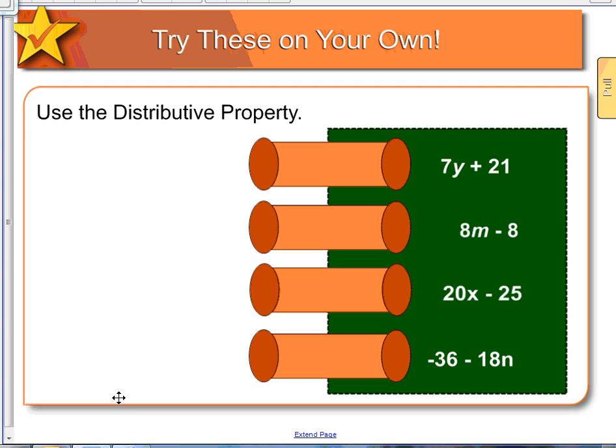That concludes today's lesson, talking all about properties of numbers. We have the commutative, associative, identity, and distributive properties.